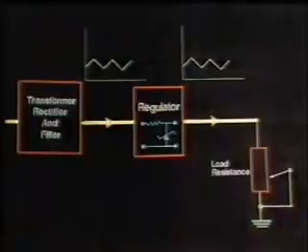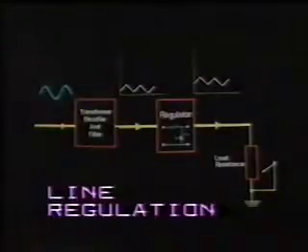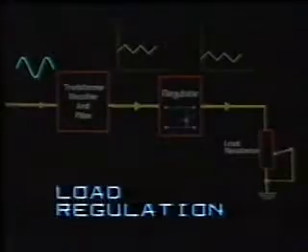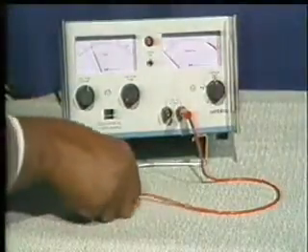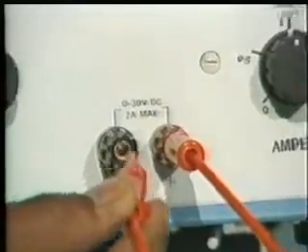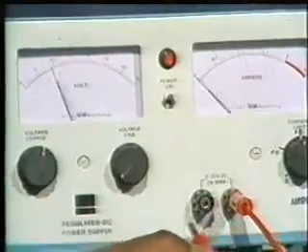The ability of a power supply to keep output voltage constant against fluctuation in input line voltage is called line regulation, and the power supply ability to keep the output voltage constant against variation in load current is known as load regulation. To protect the power supply from overloads and short circuits, electronic current limiters are included in the regulator circuit.